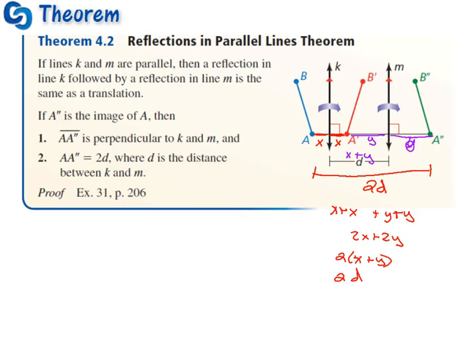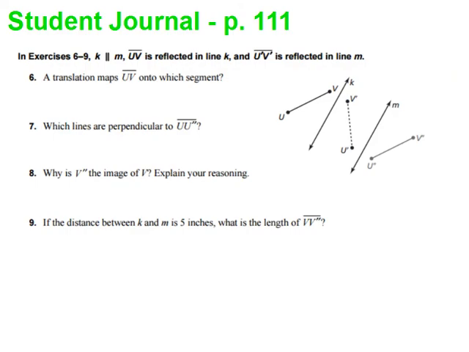Alright, the other thing we want to point out is that if you drew a line from one point to its image and then to its image after the composition, then you would find out that this line is perpendicular. So this is a perpendicular line to the parallel lines. Alright, so look at your student journal on page 111 and let's take a look at this.